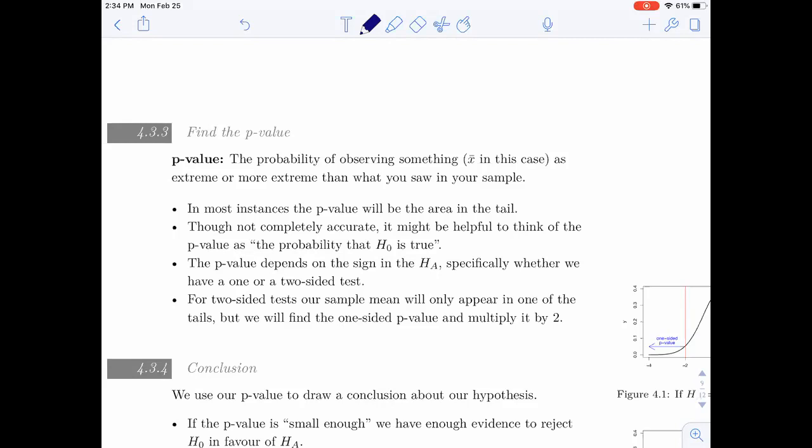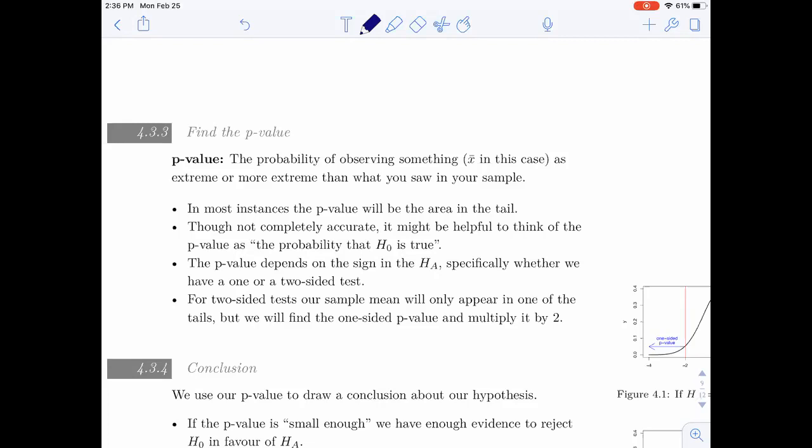Though not completely accurate, this is just me being super picky. It's definitely fine to think of it this way, especially when we're just getting started, but it might be helpful to think of the p-value as the probability that the null hypothesis is true. If that probability is really, really small, you're more inclined to reject the null hypothesis in favor of the alternative hypothesis. That's where we're going to get to in our conclusion, where we use our p-value to draw some conclusions. But I do find this really helpful: if the p-value is the probability that the null hypothesis is true, that'll help link things up. Hard without an example, but we'll get there.